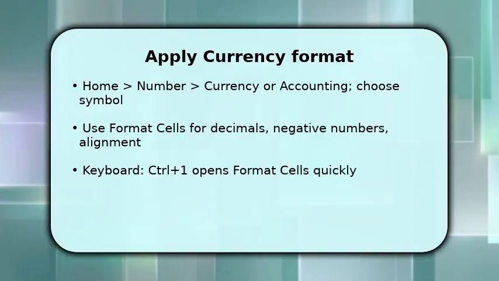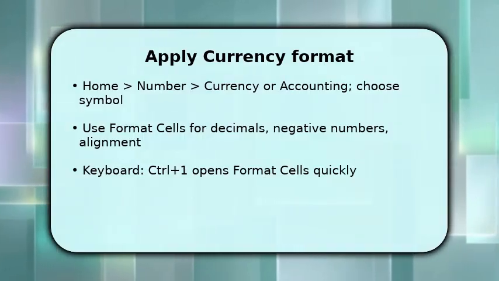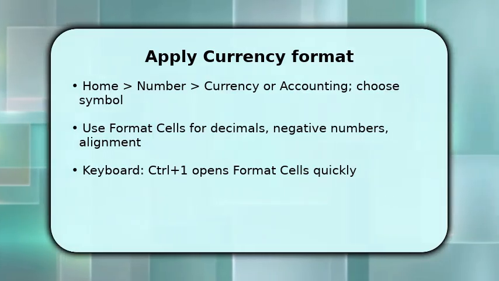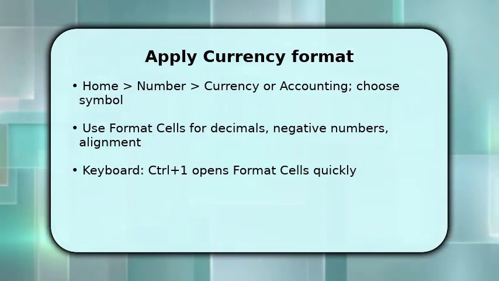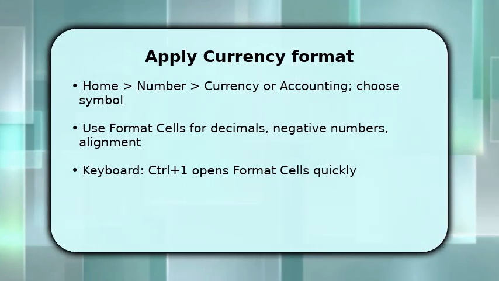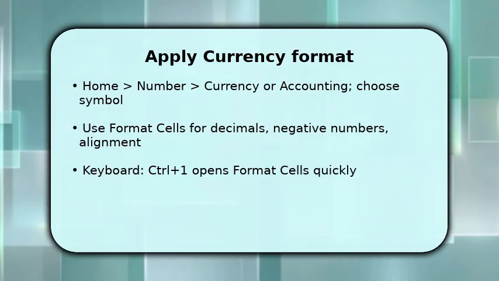With the cells selected, go to Home and pick Currency or choose Accounting for column alignment. Pick the dollar symbol or another currency symbol from the list. Once done, click Format Cells to set decimal places and negative number display so totals and subtotals read clearly.